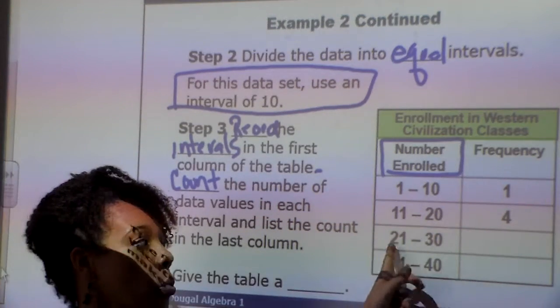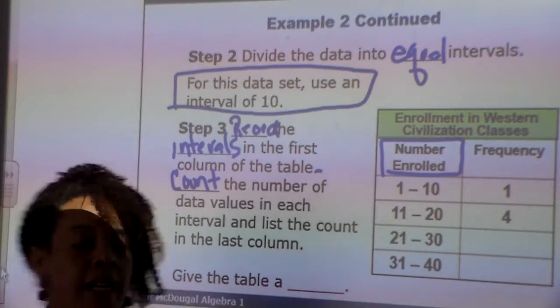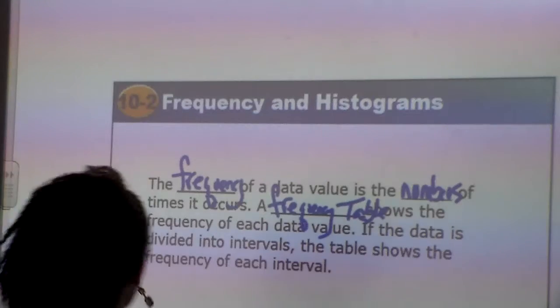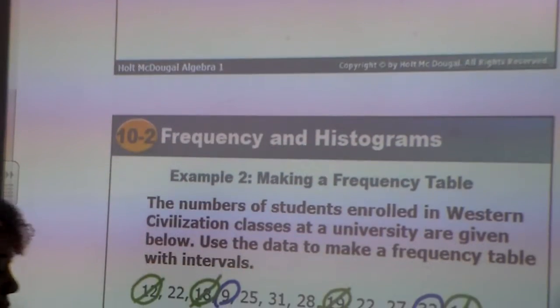So now for 21 to 30, look at the data set. How many numbers fall between 21 to 30?